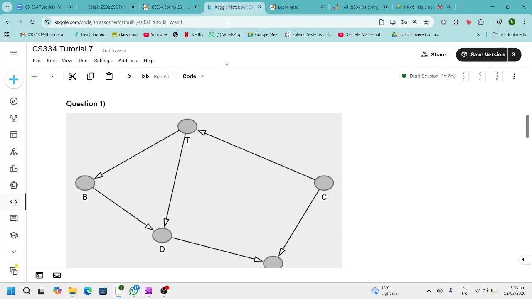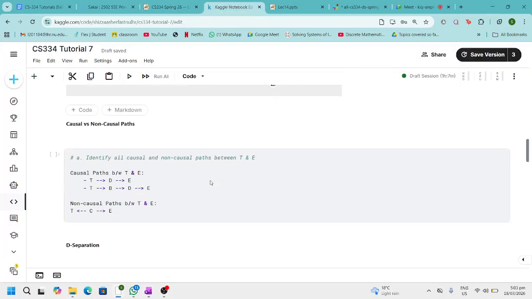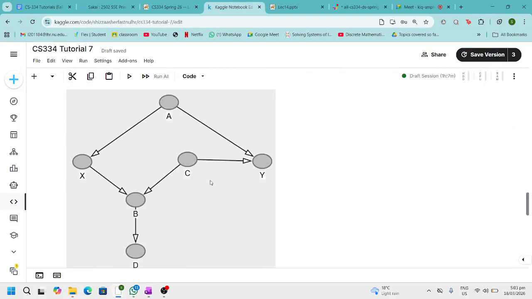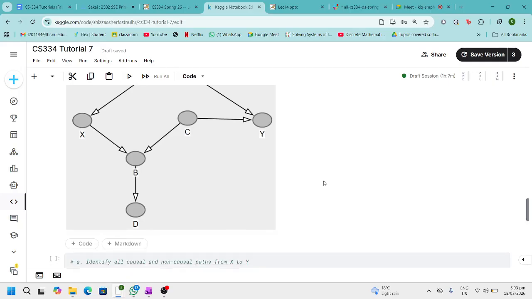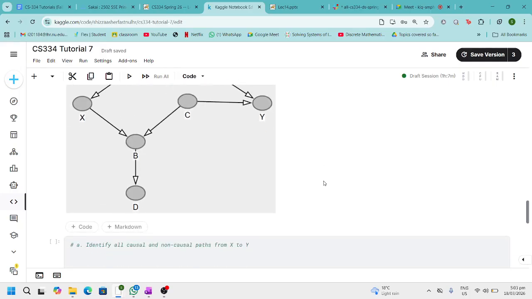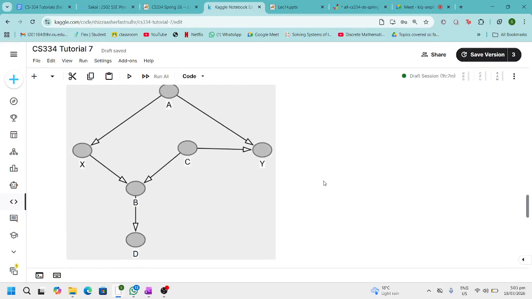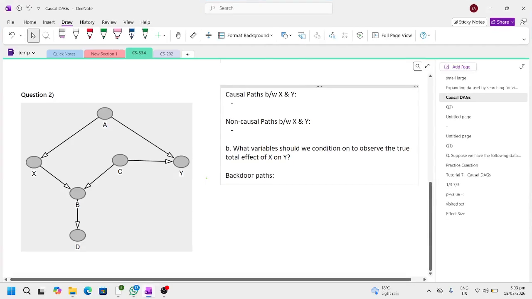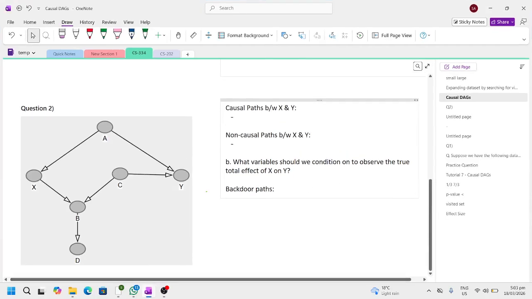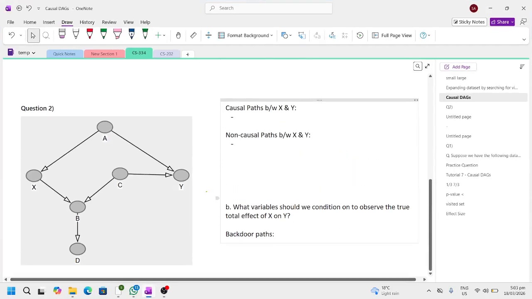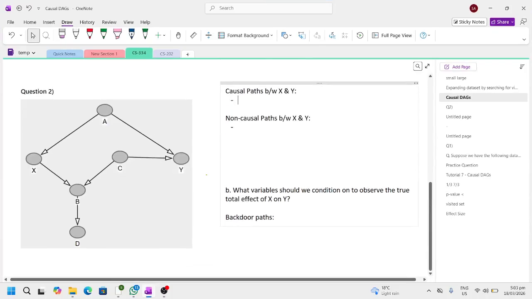I've already copied it here, but just to show you the graph that we're working with as well. This is the new graph that we're working with. First, you have to identify all the causal and non-causal paths from X till Y. So I will pause over here and give you a few seconds to figure this out.